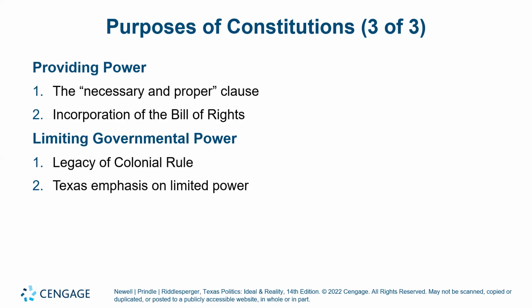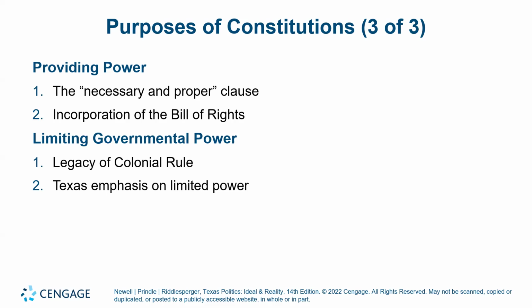The incorporation of the Bill of Rights is another example, which of course happened after the Civil War with the 14th Amendment's due process clause, where the Bill of Rights were now going to be incorporated to the states on a case-by-case basis. Because again, in federal government, we talk about how originally the Bill of Rights did not impact the states.